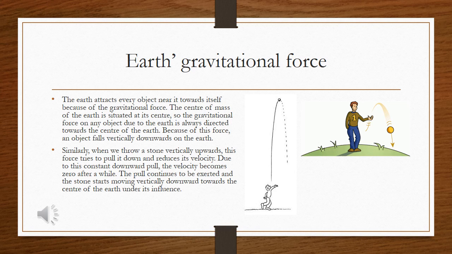So here we can define the earth's gravitational force as: the earth attracts every object near it towards itself because of a gravitational force. The center of mass of the earth is situated at its center, so the gravitational force on any object due to the earth is always directed towards the center of the earth.